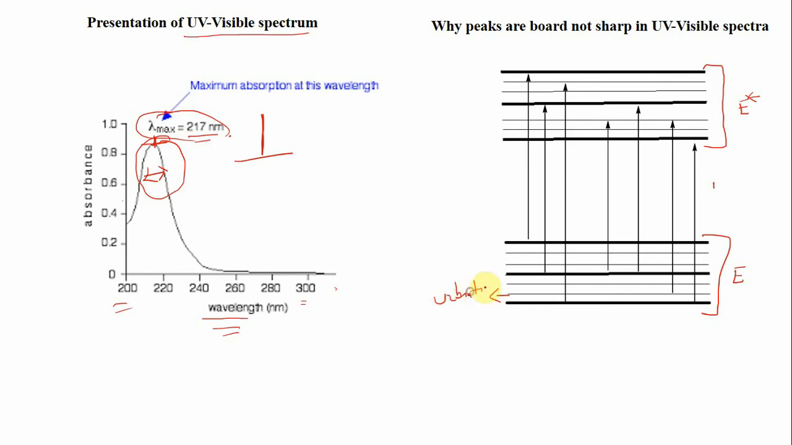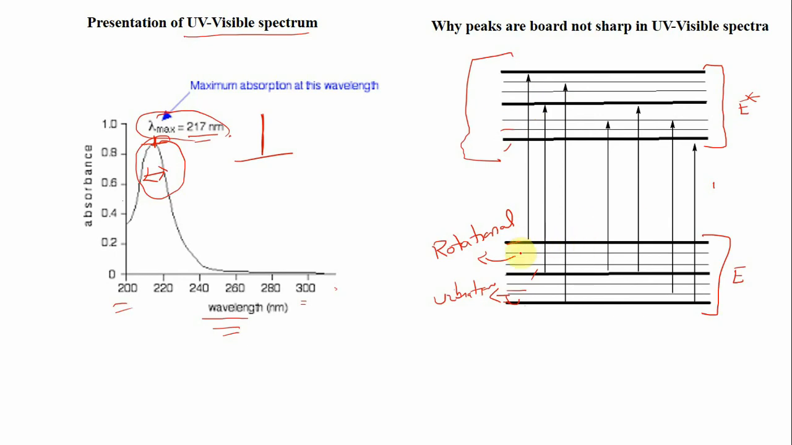Each vibrational energy level further consists of rotational energy levels in between them. So this whole is the electronic energy level, then these are the vibrational energy levels present in the electronic energy level, and these are the rotational energy levels present in between the vibrational energy levels. What I mean to say is, each electronic energy level also consists of vibrational and rotational energy levels. Similarly, in the excited state, each electronic energy state has vibrational and rotational energy levels.